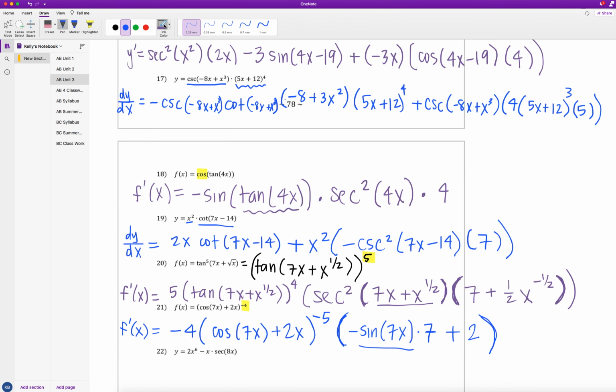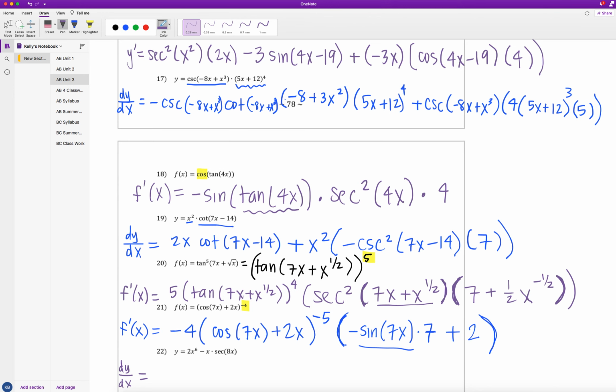And our last example. So example 22 says 2x to the 6 minus x times secant of 8x. Again, why don't you guys pause the video and find your derivative for example 22. Okay, let's check example 22.